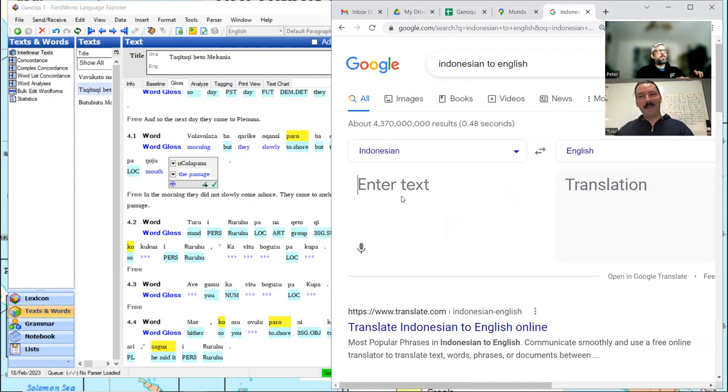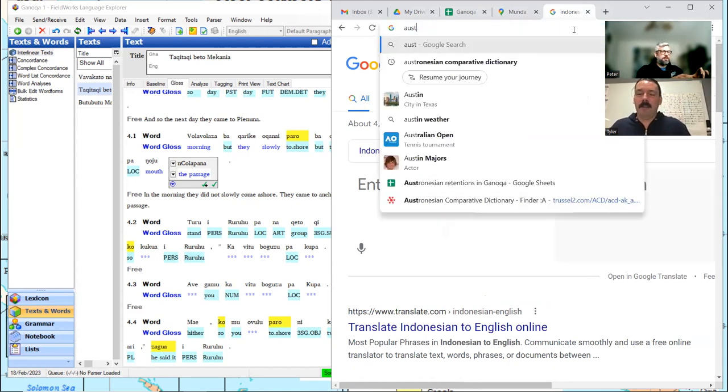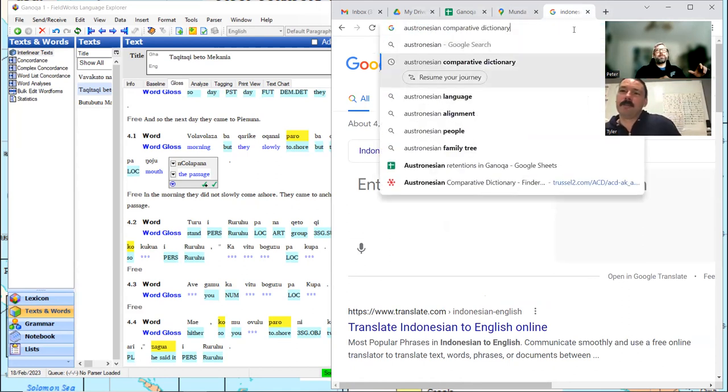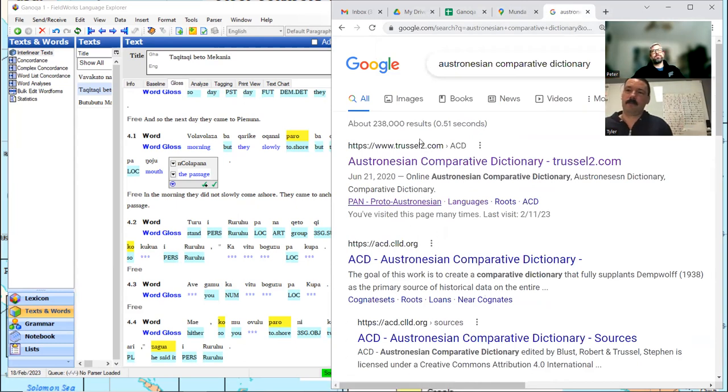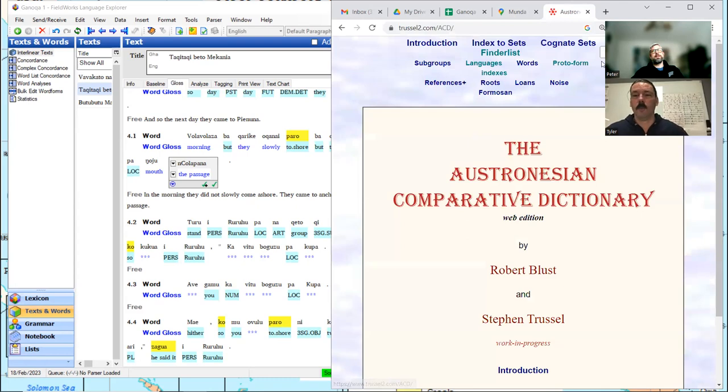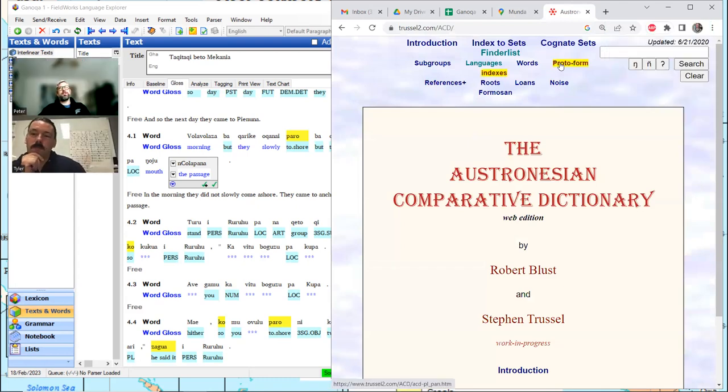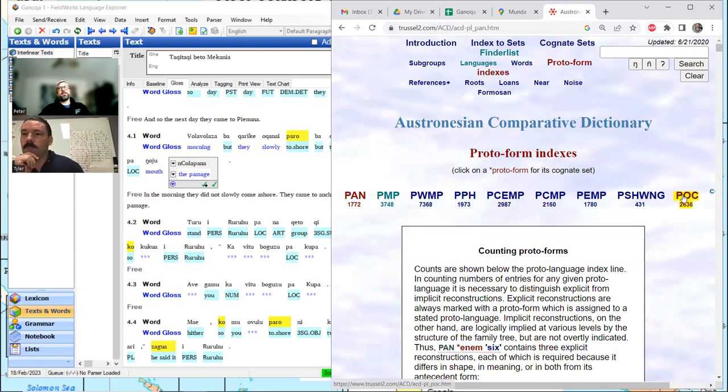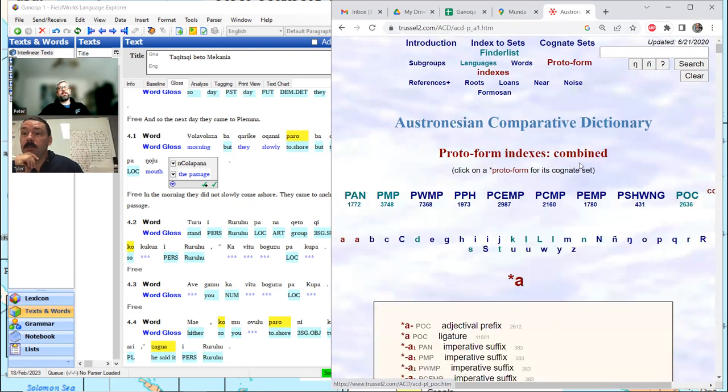It's not doing it in Indonesian. It's just pretending to know Indonesian. Let's look at ACD, see if we can figure out the number. I believe it is coming from P2, which is Proto-Austronesian. We're going to go to protoform indexes. I'm going to go ahead and check combined.